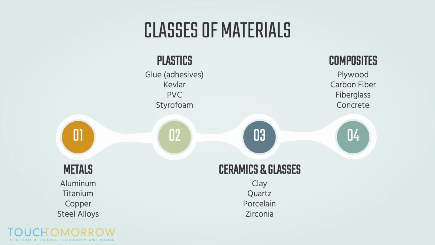The last class of materials is composites, which refer to materials that are made up of a combination of two or more materials that have different properties. When these materials are merged, they create a material with new properties that can't be achieved individually. Some examples of composites you might be familiar with are plywood, carbon fiber, fiberglass, and concrete.